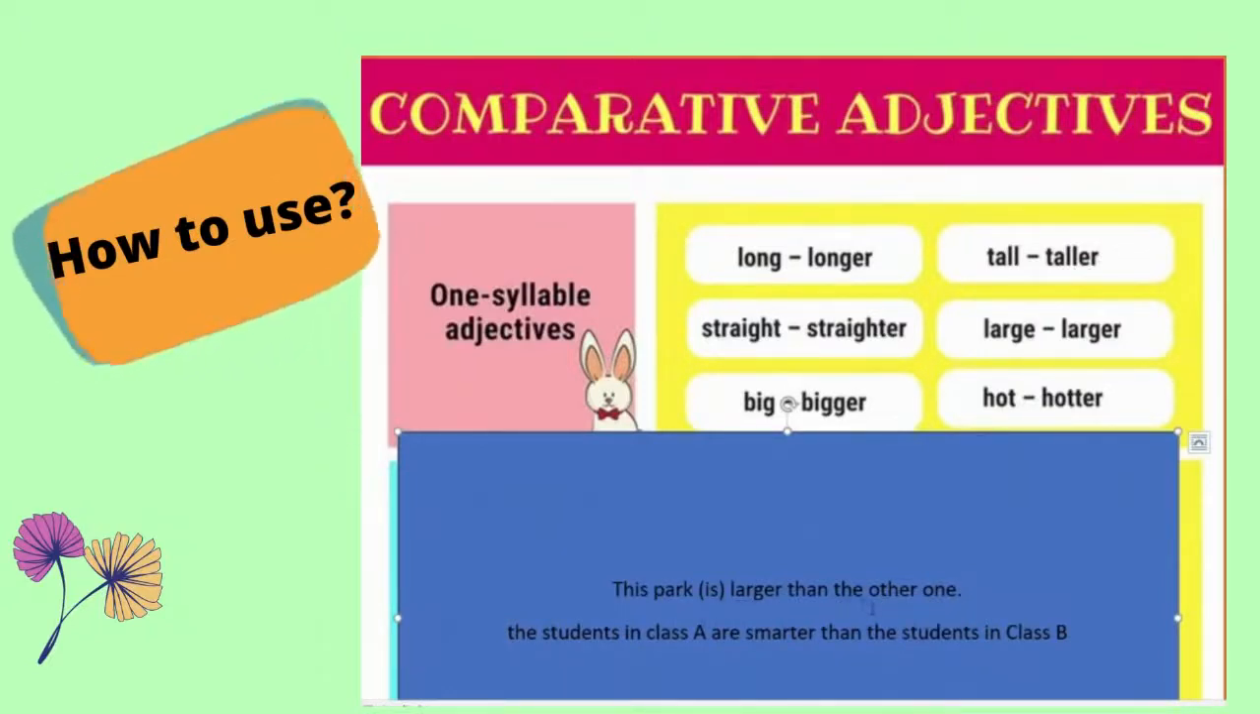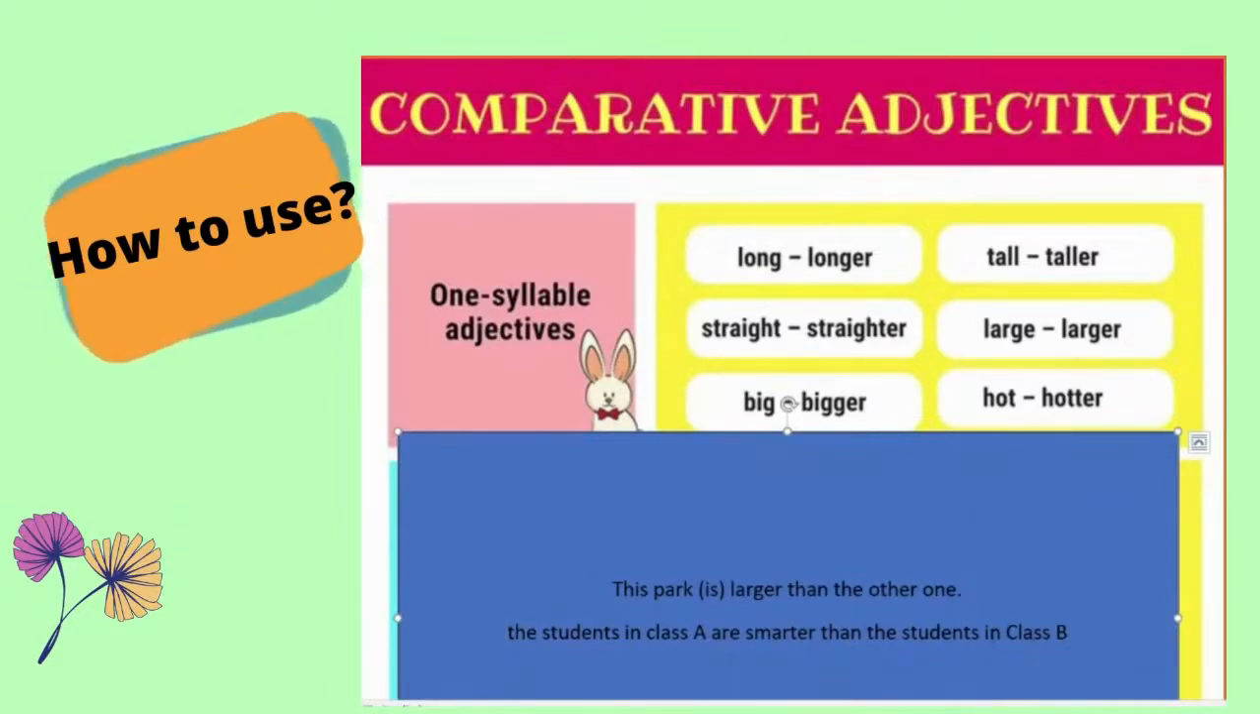Now let's look at these sentences that I just wrote. Here we have, this park is larger than the other one. Because we are talking about comparative adjectives, we are comparing between this park and the other park. In here we used is. Why? Because we are talking about just one park. And then we added ER. After that we used than. So it's very important to use than when you compare between two nouns. Okay? And the same thing with the other example. Students in class A are smarter, with ER and then followed with than.